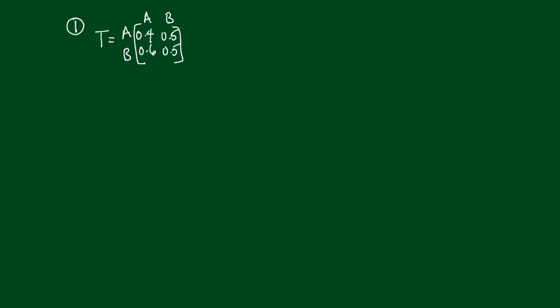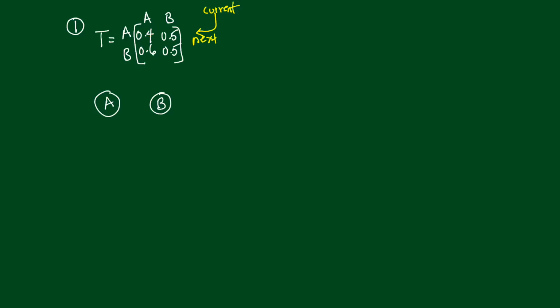Let's draw the transition diagram for this transition matrix. You can see we have two states, A and B, and the probability of going from A to B. Now remember what we do here. We go this way, from current to next. So we're going from current to next.